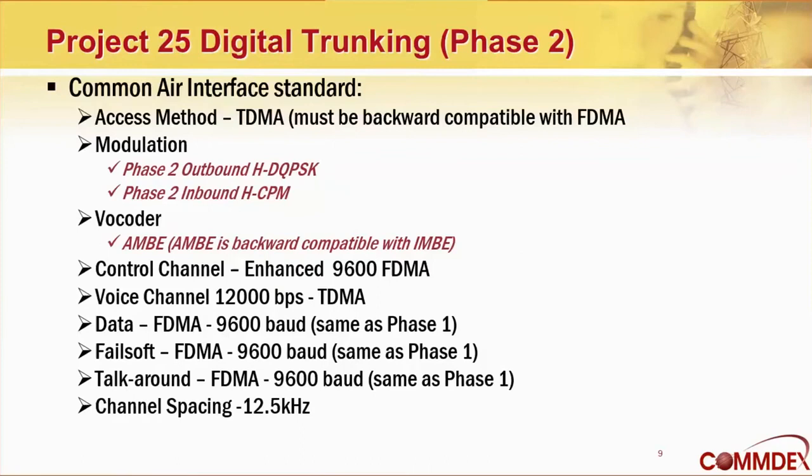Failsoft, which is the ability to operate when the system infrastructure goes down using conventional repeater frequencies, they kept that at 9600. And also talk around, which is the ability to operate without any repeaters at all on the repeater output frequency. Kept that at 9600. Kept the channel spacing, again, 12.5 kilohertz. But with TDMA, they now can provide twice as many traffic channels in the same channels.